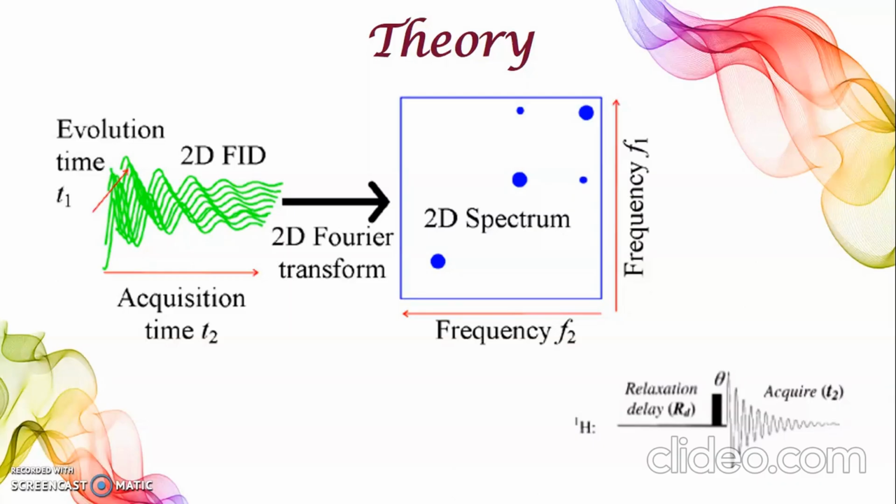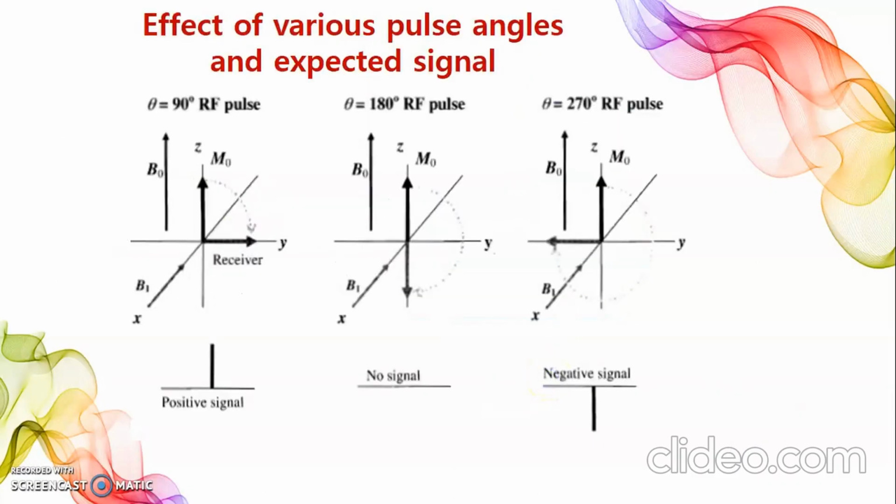The excited nuclei begin to return to the ground state and radiate absorbed energy. The detector collects this energy, producing free induction decay, which is the sum of all nuclei radiating over time. The pulsed technique was developed largely in response to the need for much higher sensitivity in carbon-13 spectrometry.